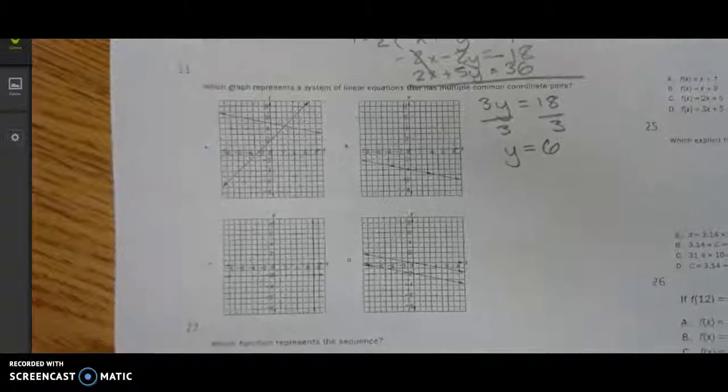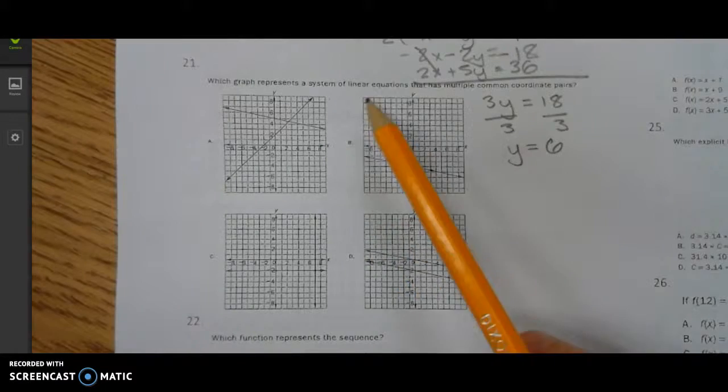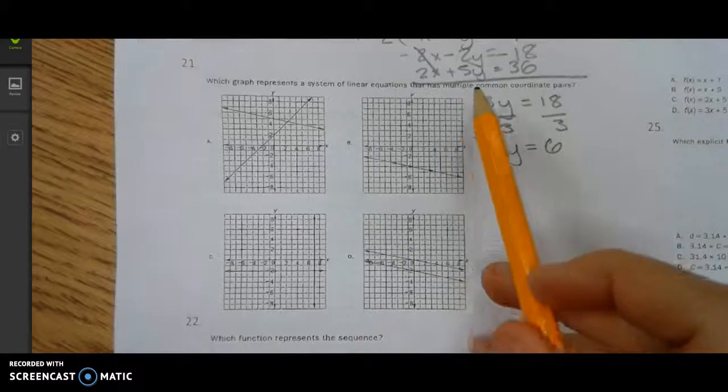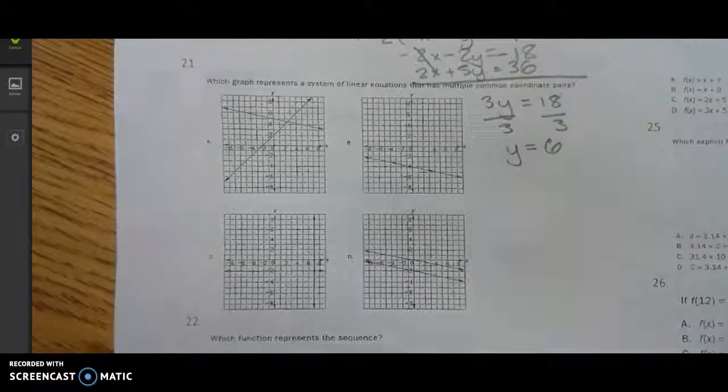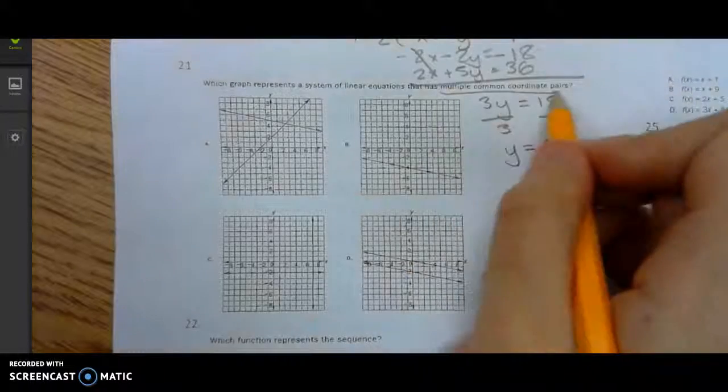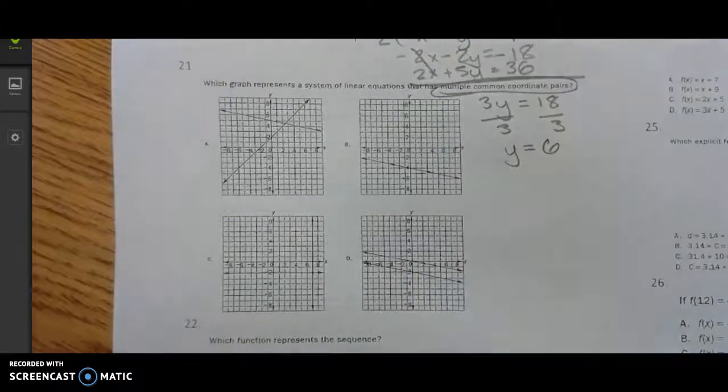Okay, this video is going to start with number 21 and go through 30. So, which graph represents a system of linear equations that has multiple common coordinate pairs? So that means that it intersects more than once.